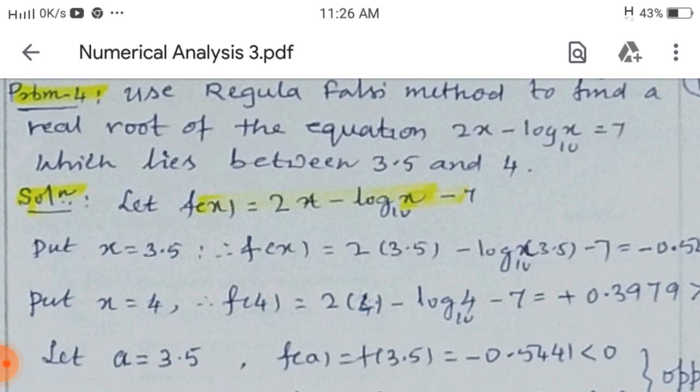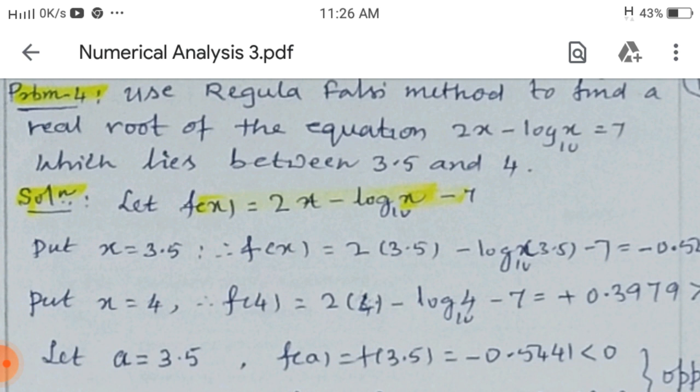Problem number 4. Use regular falsi method to find a real root of the equation 2x minus log x to the base 10 is equal to 7, which lies between 3.5 and 4. Given equation is 2x minus log x to the base 10 is equal to 7. Transfer 7 to left hand side. We get 2x minus log x to the base 10 minus 7. This is of the form f of x is equal to 0.